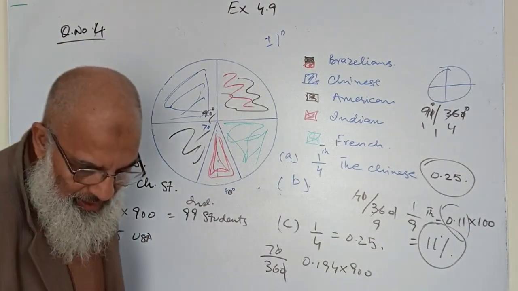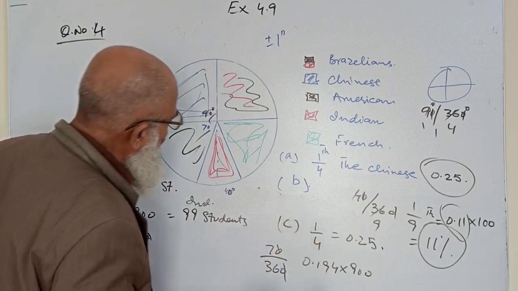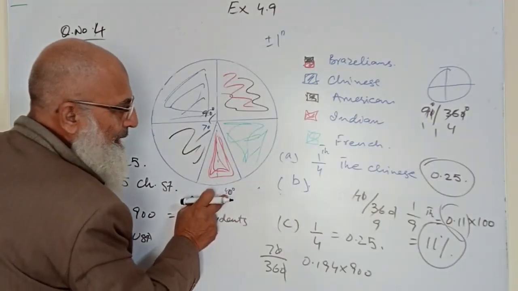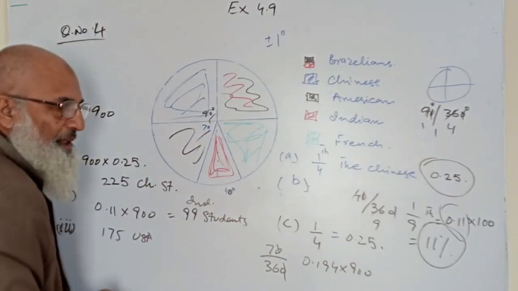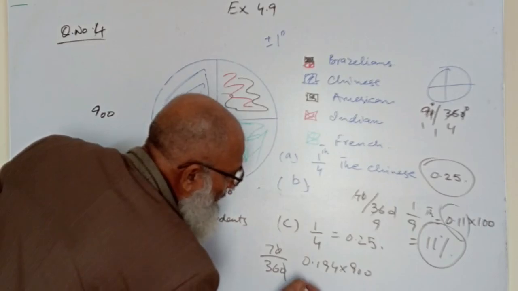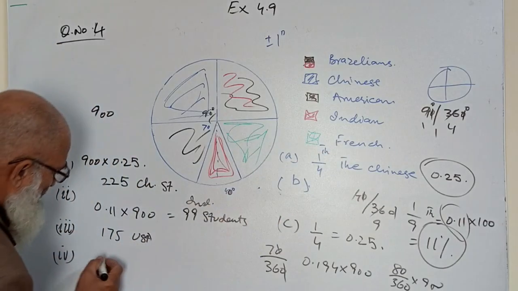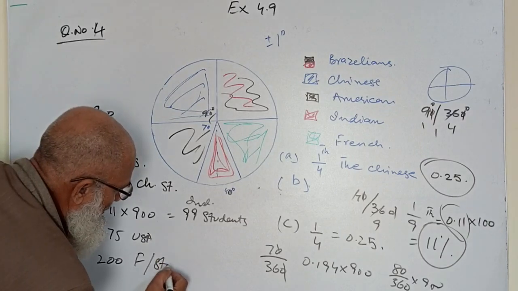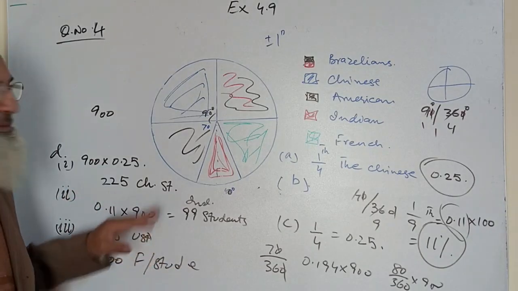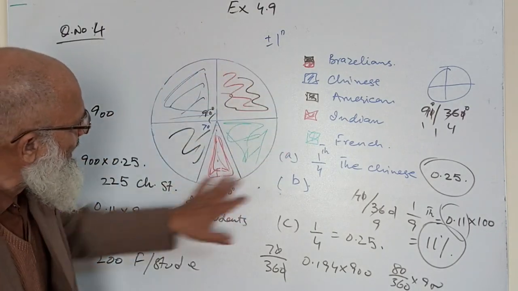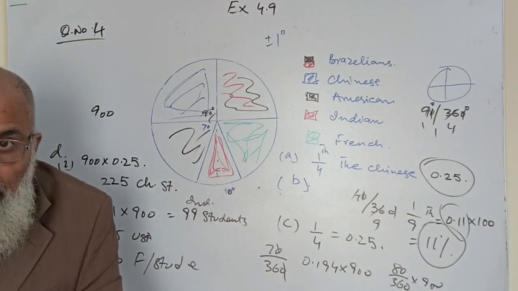And for French students, again, the angle for the French students, since this is 40, this is 70, 110, the remaining will be 70. Okay, now French, 200 French students.